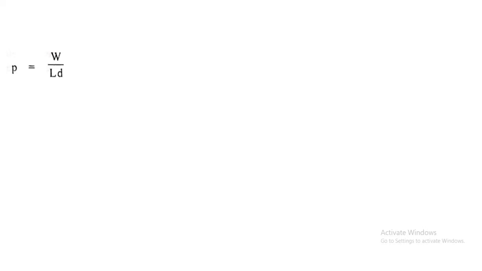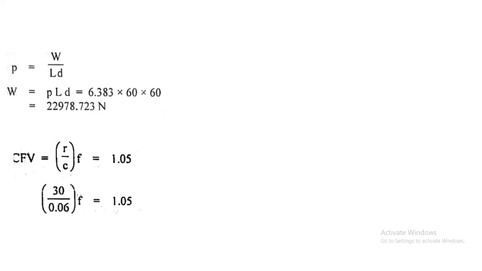Similarly, pressure is force upon area, that is radial load W upon area L into D. So I can just do the cross multiplication and find out W, which is pressure into length into diameter. Pressure I already found out 6.383. L and D are given 60 into 60. So I found out radial load as 22978.723.